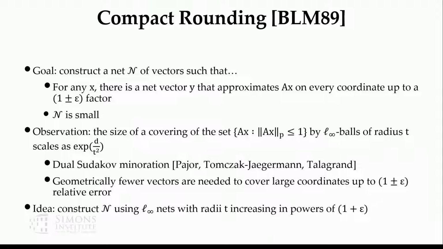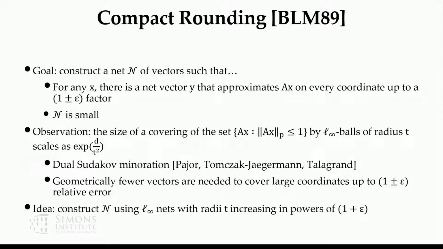This is called compact rounding in the Bourgain, Lindenstrauss, Milman paper. The goal is to construct a net N of vectors such that for any x in the set you're trying to approximate, there's a net vector y that approximates Ax on every coordinate up to a 1 plus epsilon factor. So you're trying to approximate the vector Ax coordinate-wise, and you want your net of vectors to be small.